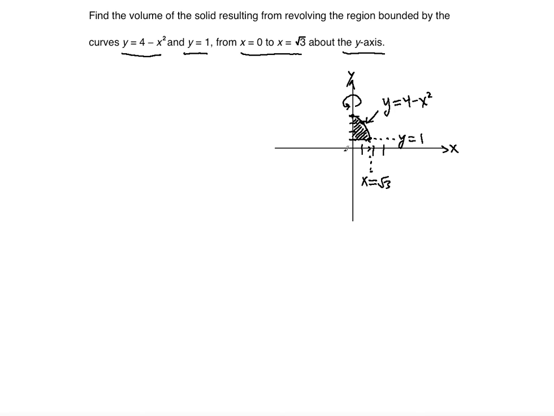Now, here's the key point. Whatever axis you're revolving around will be the variable that you will be integrating over. In this case, the y-axis is the axis of revolution, so you know for sure that you will be integrating this region over the y, and not the x. And I'm going to explain why.